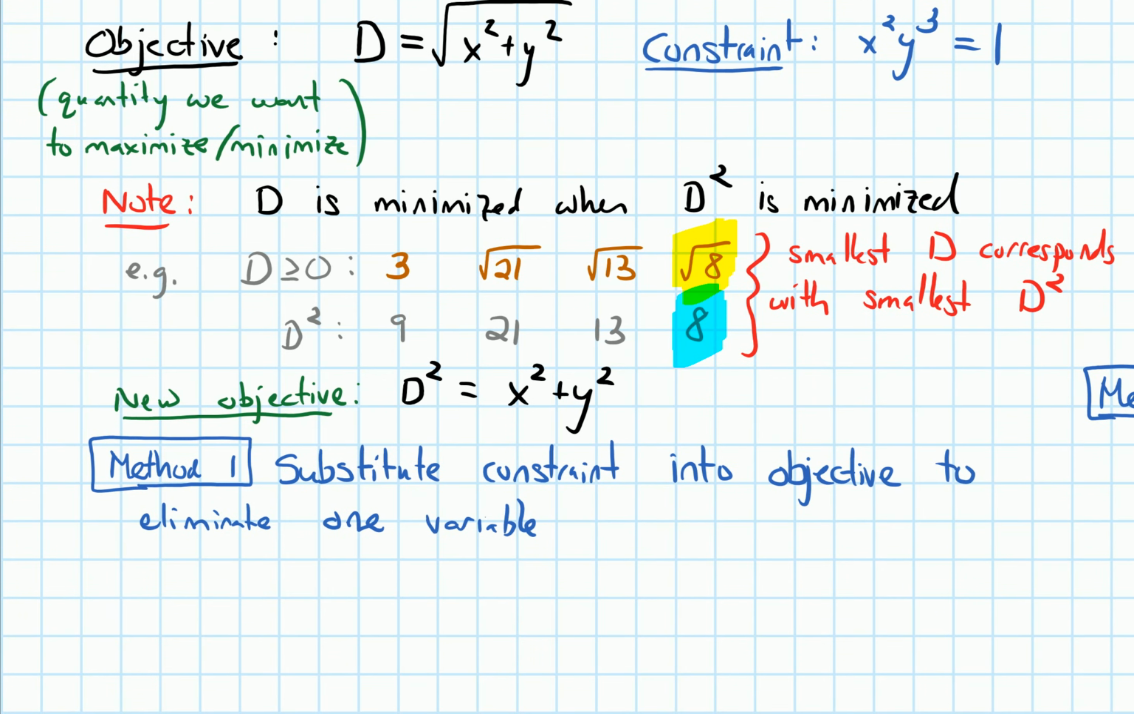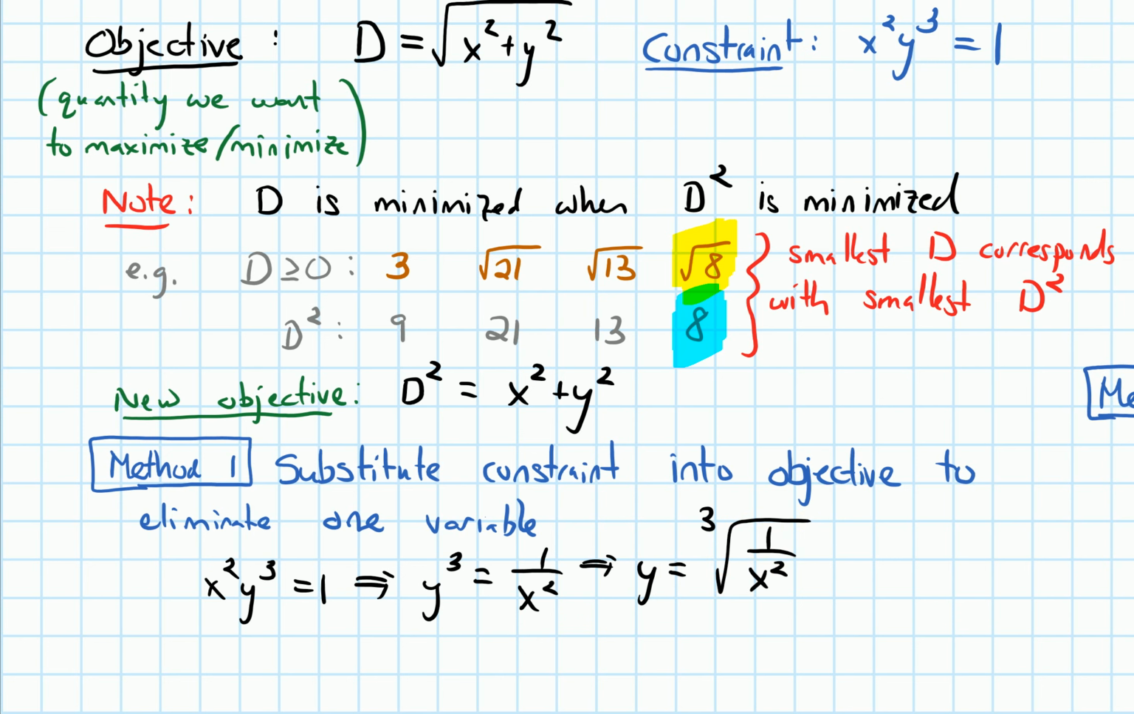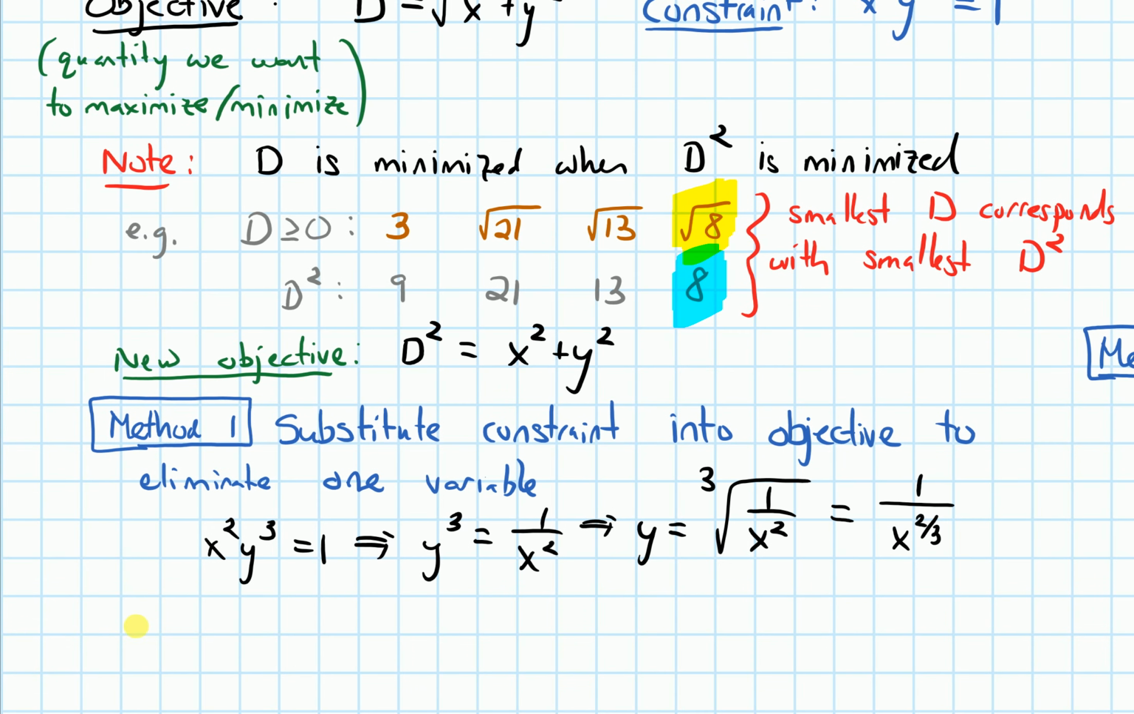Okay, so if we do that here, if I use x squared y cubed equals 1, our constraint, let's isolate one of the variables. Y cubed is 1 over x squared, and if I cube root both sides, we get y equals the cube root of 1 over x squared. The cube root of 1 is just 1, and if I cube root x squared, I get x to the 2/3. Okay, so now let's substitute this into the objective.